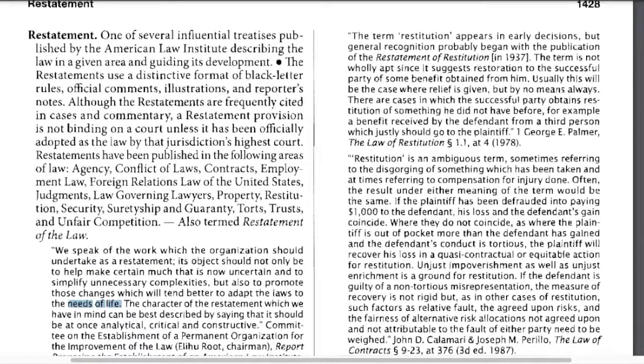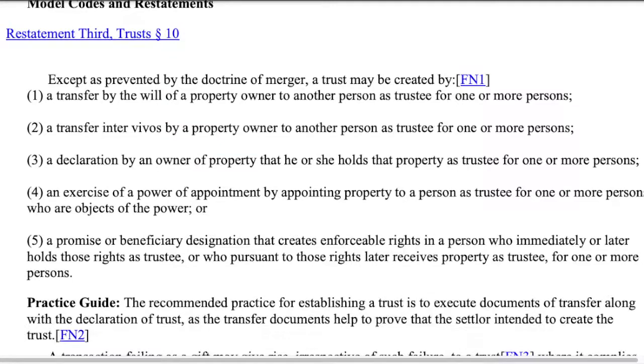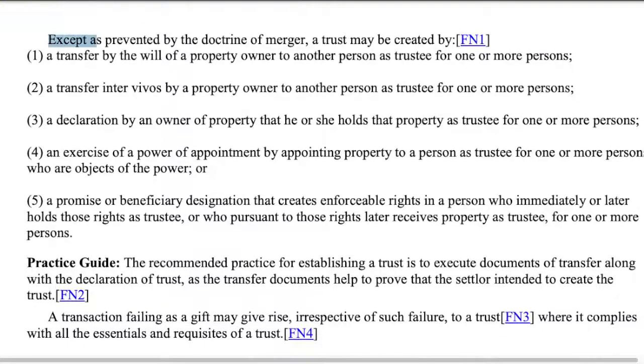So let's continue. Back to our restatement here. There we go. This is Restatement Third on Trusts, referring to section 10. So, except as prevented by the doctrine of merger, a trust may be created by 1. A transfer by the will of a property owner to another person as a trustee for one or more persons.